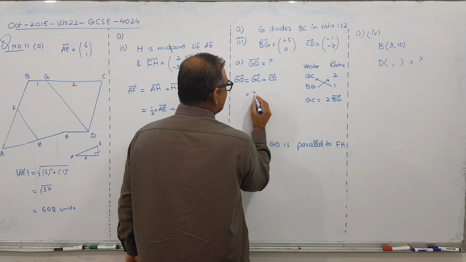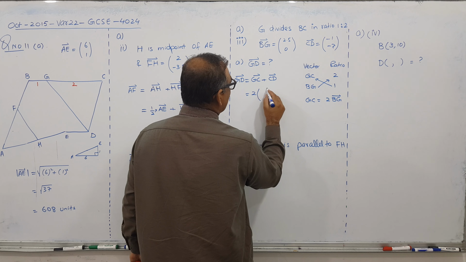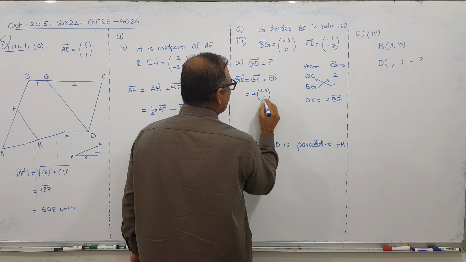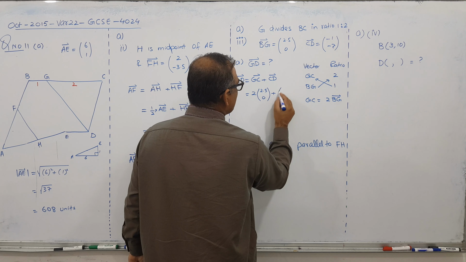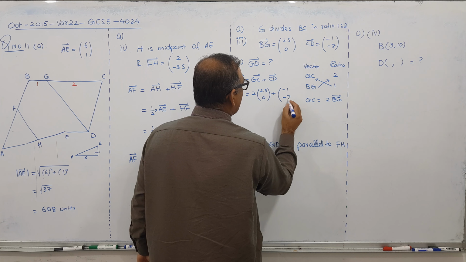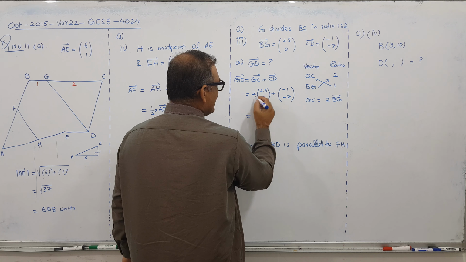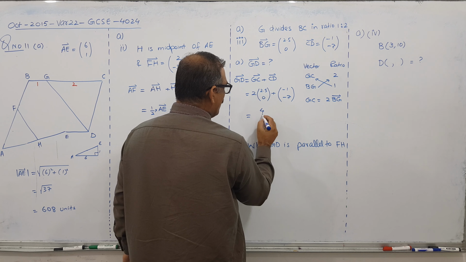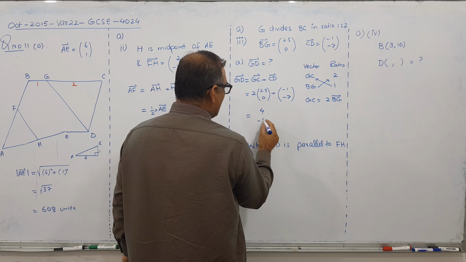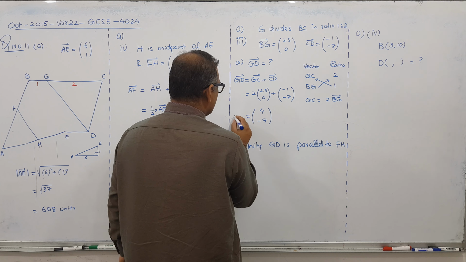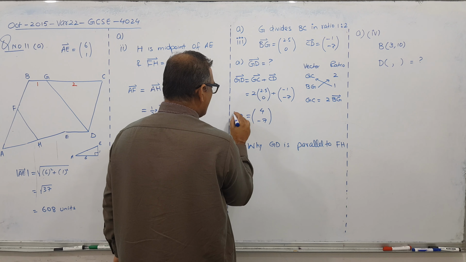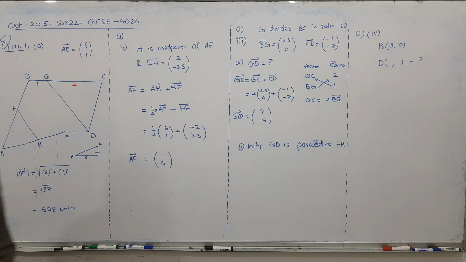So let me write it like this. 2 times (2, 5), and CD is (-1, -7). It is just a matter of typing this: 2 into 5 and 5, 1, we get 4 and 0, and we get -7. So GD is coming here as (4, -7). Okay, and let's go to the next part.